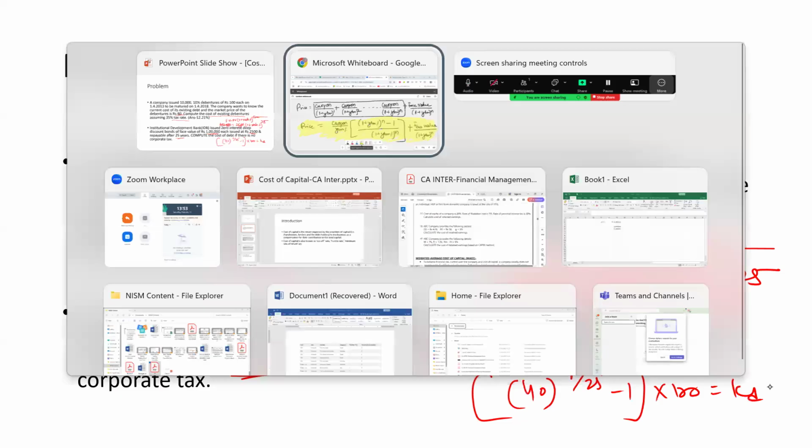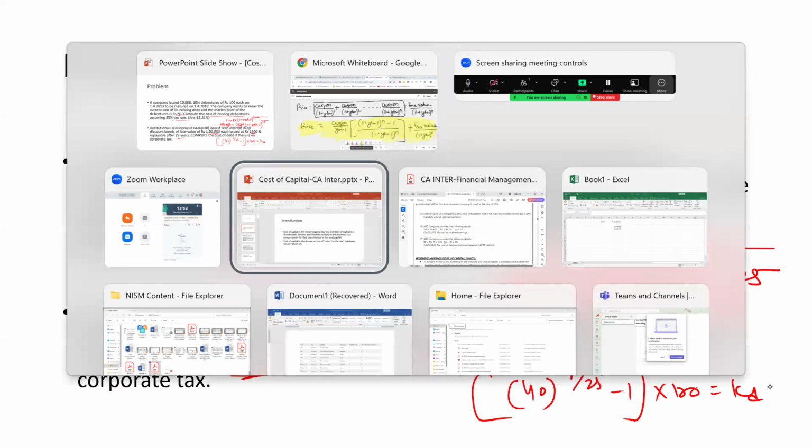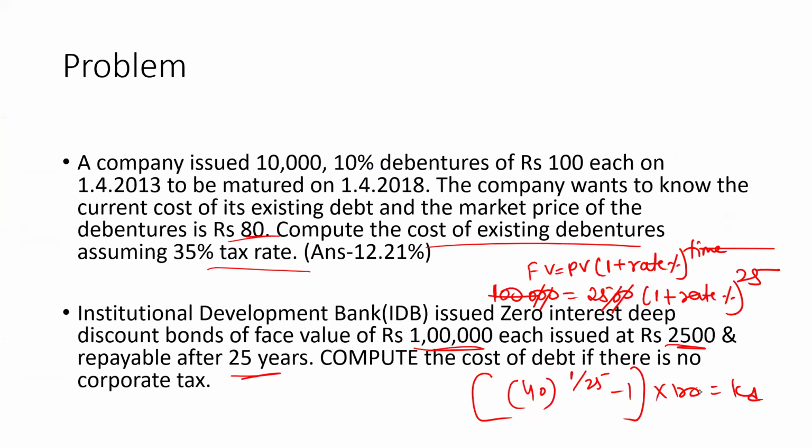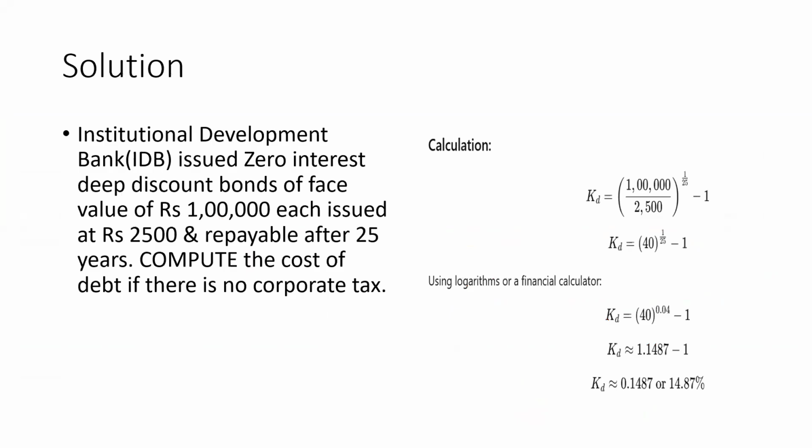Clear, everyone? So 40 to the power 1 by 25, minus 1, into 100, if we do this, we'll get 15.899%. Clear, everyone? They are giving it here as somewhere around 15%.